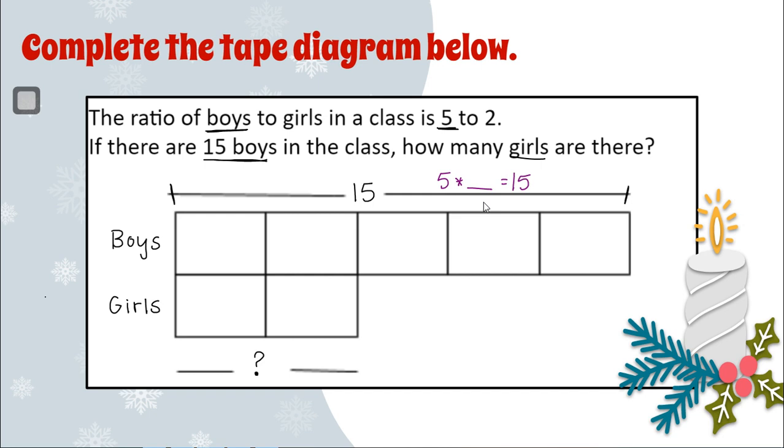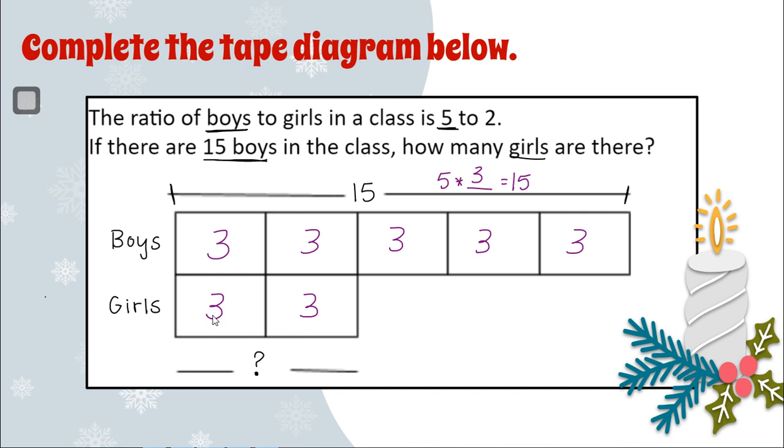In other words, how many boys would fit into each box if there needs to be the same amount of boys in each box? Well, 5 times 3 would equal 15, so that means 3 boys are going to go in every single box. Now, because these boxes up here are the same size as these boxes down here, there's also going to be 3 girls in each box.